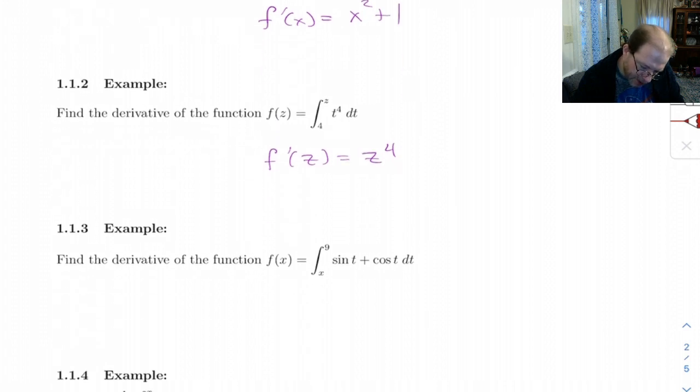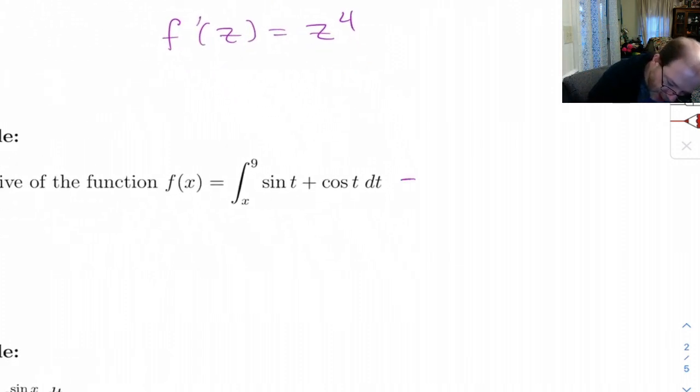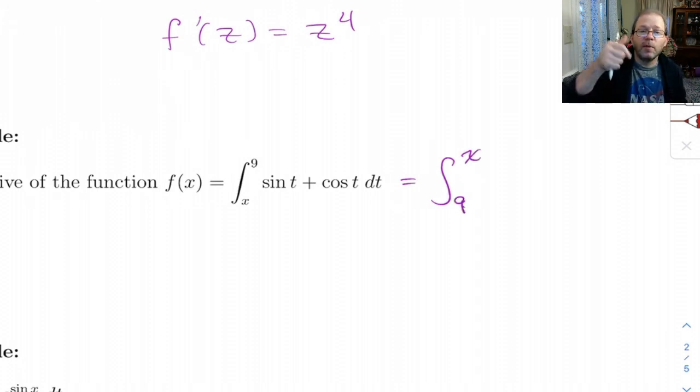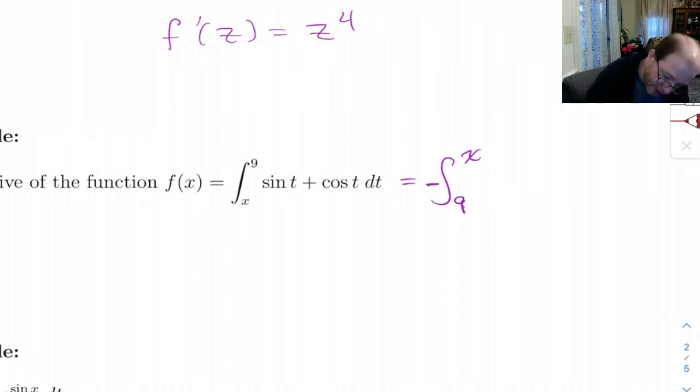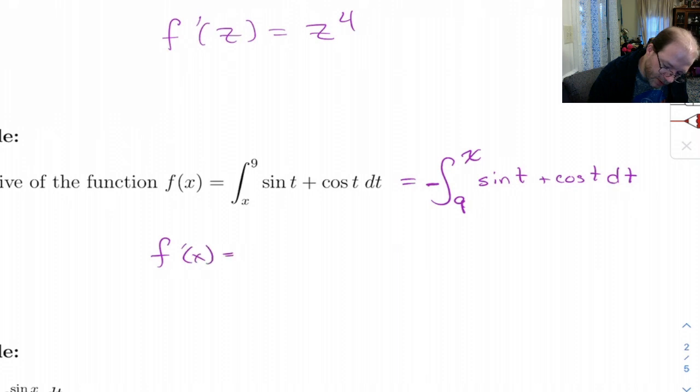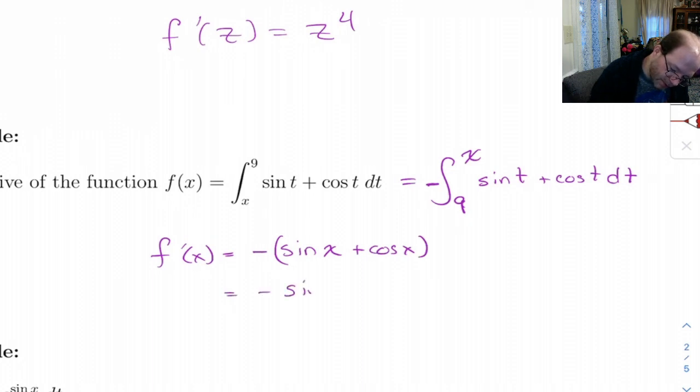Let's see, this one down here. This one is trying to be slightly tricky by saying find the derivative of this function. Notice they've got the constant on top and the x on bottom. So all you have to do for this is rewrite it. Put the constant on bottom, the variable on top. Of course, when you swap those, it changes the sign. So you've got to put a negative on the front. So the derivative of this, f prime of x, is just negative sine x plus cosine x. And you can distribute that through if you want to.